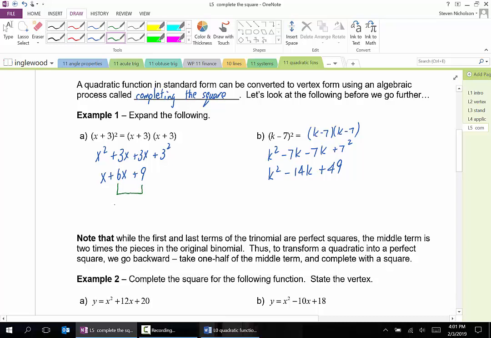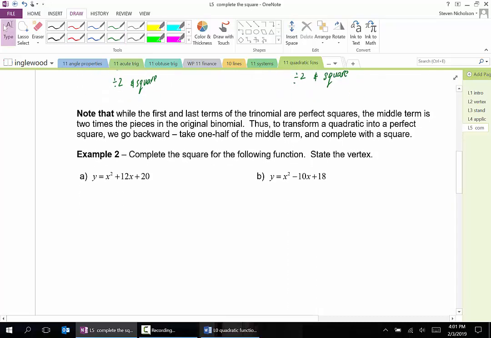If we divide the middle coefficient by 2 and square, we get the constant. So 6 divided by 2 is 3, and 3 squared is 9. Again, it doesn't matter if it's positive or negative. We divide negative 14 by 2, we get negative 7, and when we square negative 7, we get positive 49. So perfect squares have this really nice characteristic.